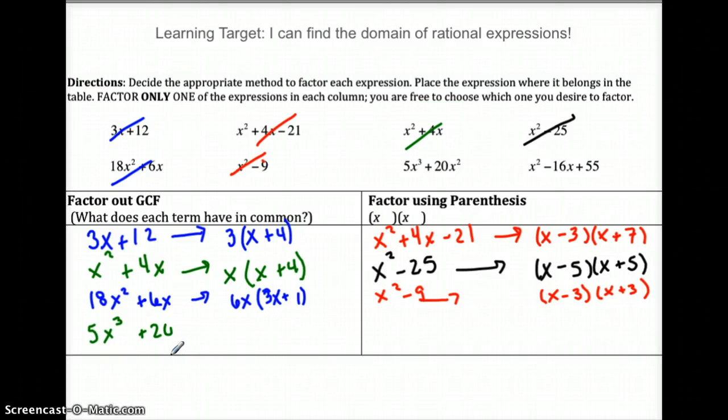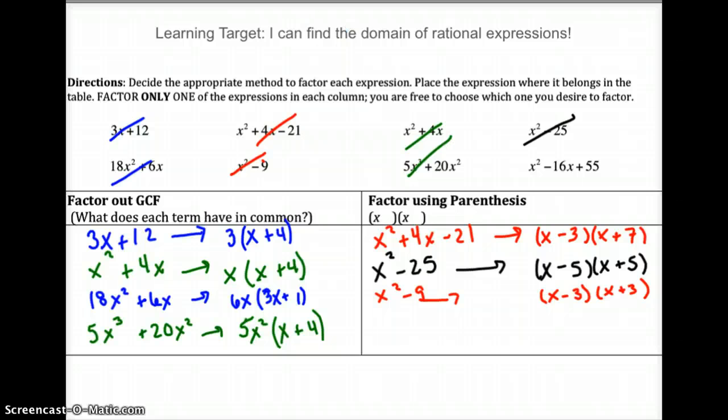5 and 20 are both divisible by a 5, and they both have an x, but they actually both have an x squared. If I'm talking about the greatest common factor, they both have an x squared that I could technically factor out. So 5x squared times what would get me back to 5x cubed? Just another x. Plus 5x squared times what would get me back to 20x squared? Well, I've got the x squared taken care of. I just need to multiply 5 and 4 to get the 20.